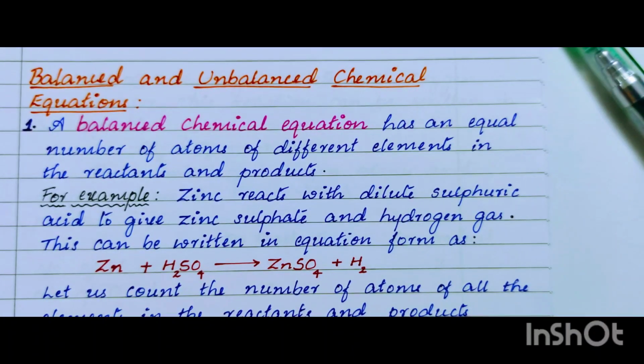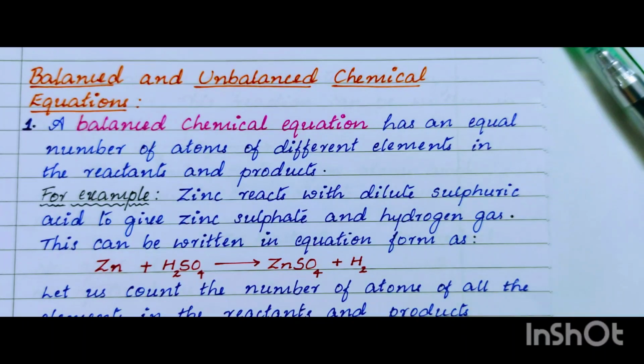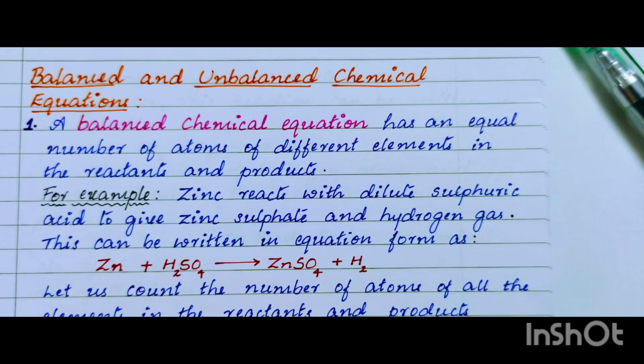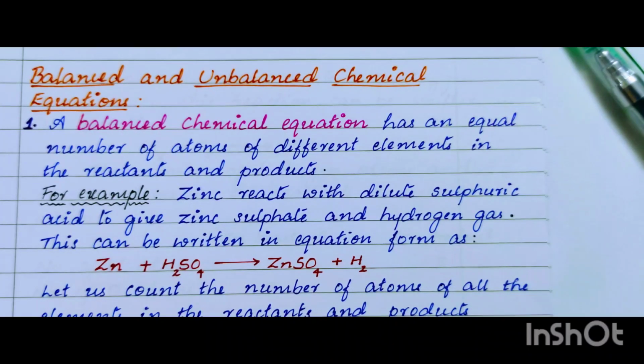Next, we'll study another important concept, balanced and unbalanced chemical equations. Let us study the easiest one, a balanced chemical equation. A balanced chemical equation has an equal number of atoms of different elements in the reactants and products. Did you get the point? On the reactant side as well as on the product side, an equal number of atoms will be present. Equal. Then we can say that the equation is balanced.